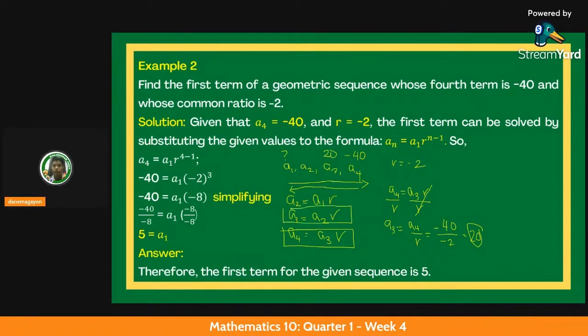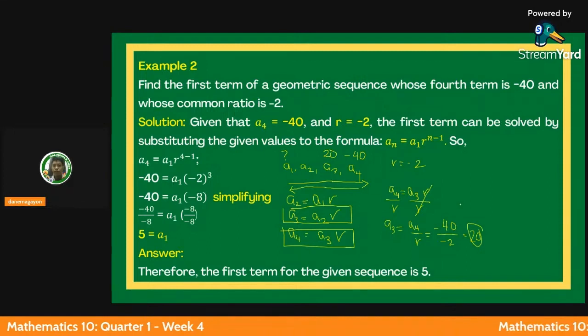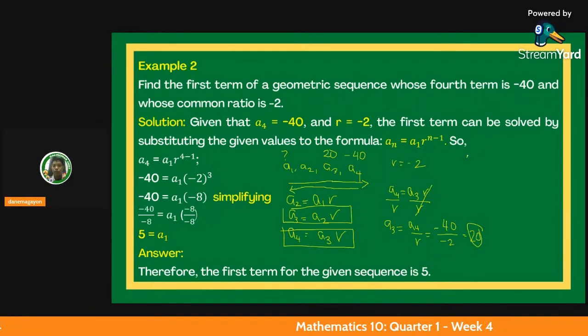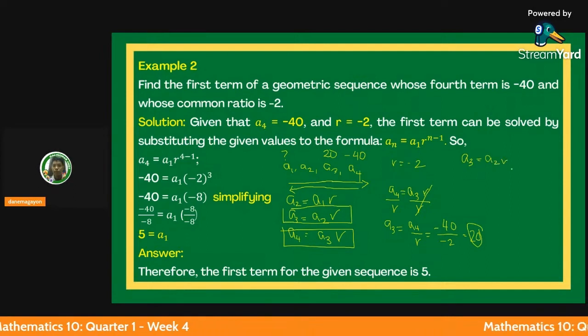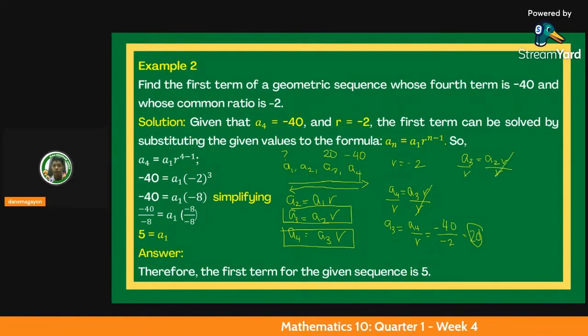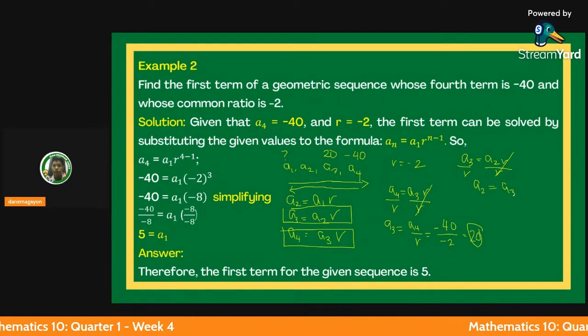We will use the formula A sub 3 equals A sub 2 times R to solve for the value of our A sub 2. So let's try to derive it on this side. I have A sub 3 equals A sub 2 times R. Divide both sides by R. We cancel out R. So we have A sub 2 is equal to A sub 3 over R.